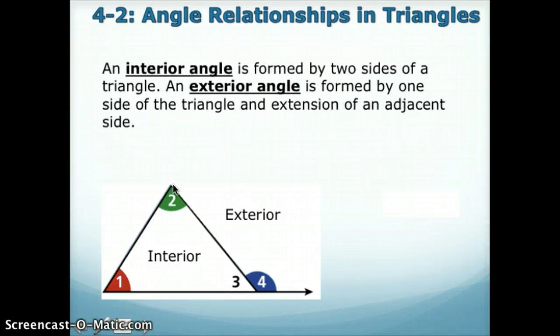Now we have what are called interior and exterior angles. Interior angles are formed by two sides of a triangle. And so if I took two sides of the triangle, I see that it creates angle 2, but it's an angle on the inside of the triangle. But an exterior angle is different. It is formed by one side of the triangle and the extension of an adjacent side. So what it's saying is, if I want an exterior angle, I'm going to use one side of the triangle. I'm going to draw the other side it's close to farther out, creating a line that wasn't there before, like an auxiliary line. And the exterior angle will be the angle right there.